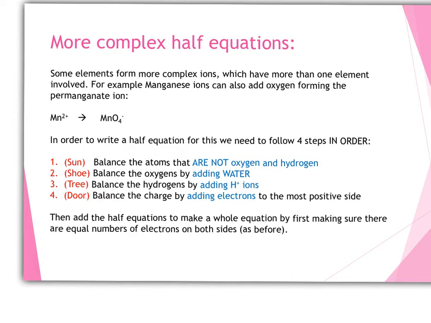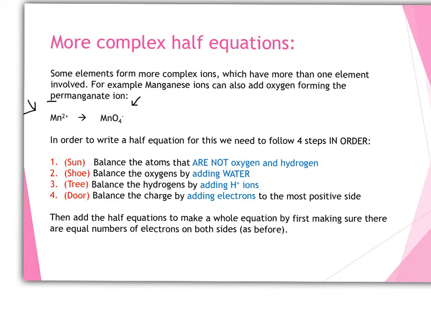For example, manganese ions can also have oxygen added, forming the permanganate ion. Something to remember with permanganate is permanganate starts with P, and the permanganate ion, which is this one here, is purple, whereas Mn2+ is colourless. So in a reaction where this iron's involved, you might start with permanganate, so the solution would be purple, and then when it has undergone its redox reaction, the solution will turn colourless because the manganese ion is colourless.